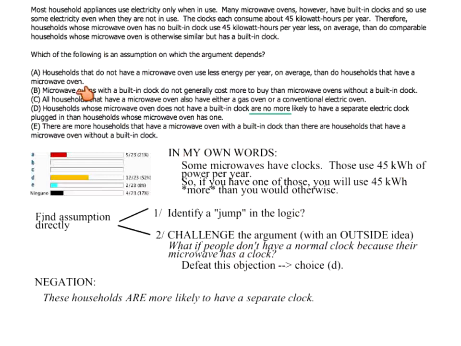A was a decently popular wrong answer. The problem here is that you're making an irrelevant comparison. A is comparing two groups that the argument doesn't compare. We don't compare households with microwaves and households without. This is totally the wrong comparison. The comparison in the argument is a hypothetical household versus the exact same hypothetical household if you take away the clock on their microwave. It's not between two totally different demographic groups.